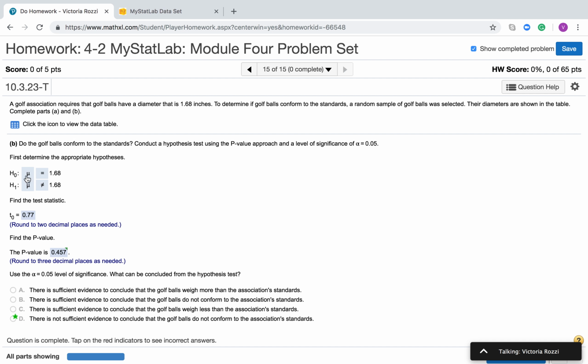So if I fail to reject this, again, we never actually say that we support the null hypothesis. It's the one on trial all the time. But I certainly can't reject it, right? So we failed to reject the null hypothesis. It is innocent until proven guilty, and it has not been proven guilty, right? So therefore, there is not sufficient evidence to conclude that the golf balls do not conform to the association standards. So again, this statement here, not equal to 1.68, was not conforming to the standards. So there is not sufficient evidence to support this claim that they do not conform to the standards.